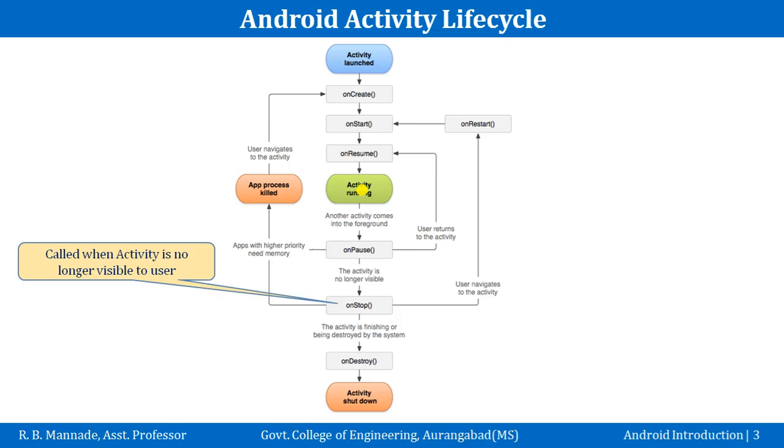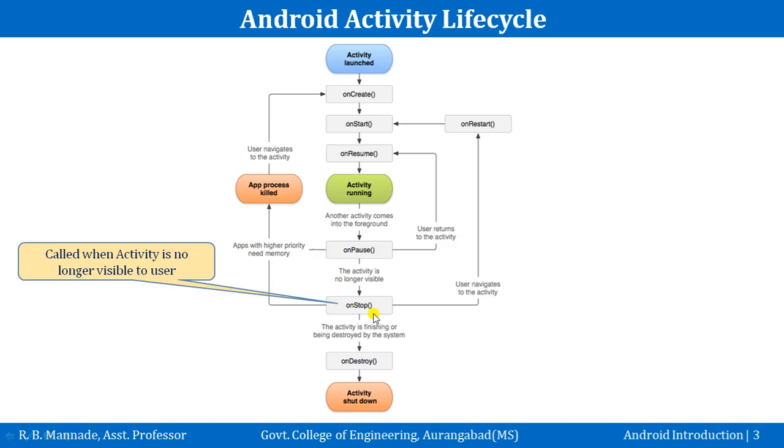Then next, the onStop function. This onStop function is called when the activity is no longer visible to the user. The difference between onPause and onStop is that whenever an activity is sent to the background, before it is sent to the background, first of all the onPause function is called, and then it is sent to the background. So while going to the background, first the onPause function is called, and then the onStop function is called. It means when the onStop function is called, the activity is no longer visible to the user, it is completely sent to the background.